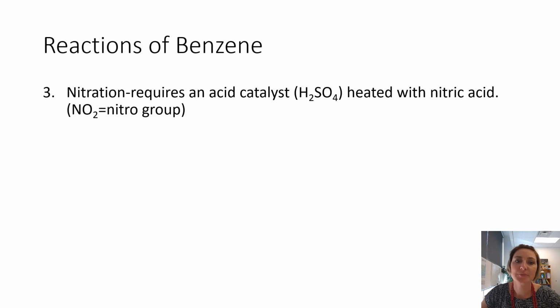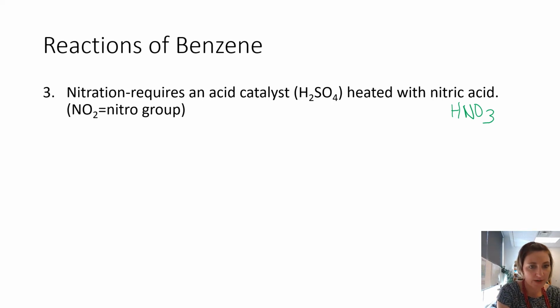Our next reaction of benzene is going to be a nitration. This is going to require an acid catalyst, so sulfuric acid in this case is going to be used, and it needs to be heated with nitric acid, which is HNO3. And what this is going to do is essentially add a nitro group to our benzene ring.